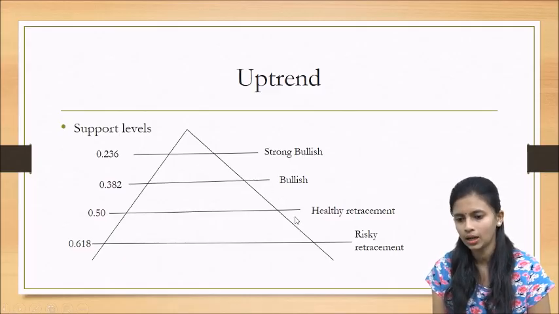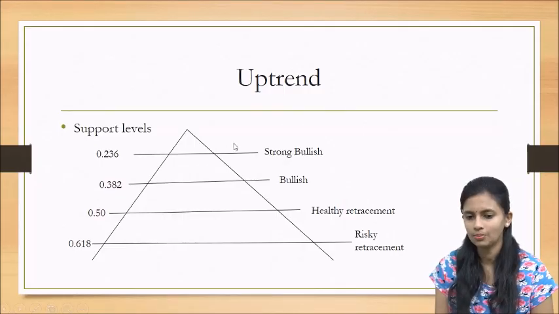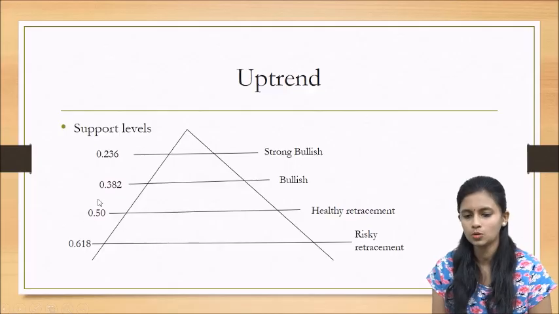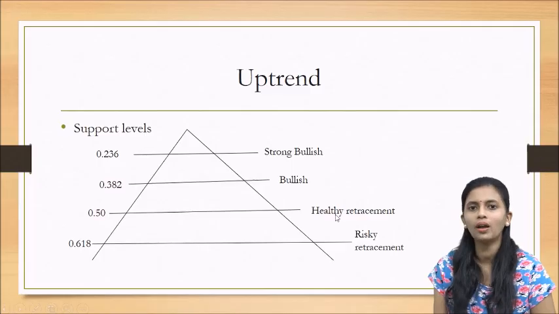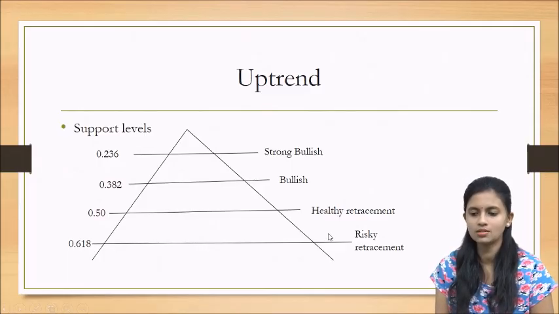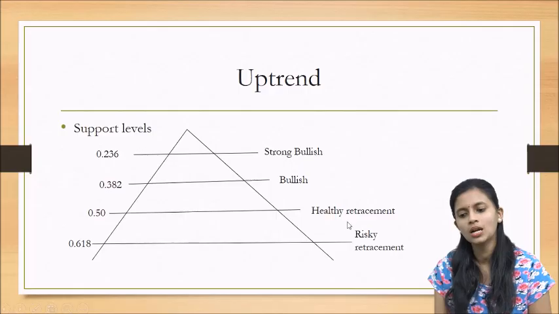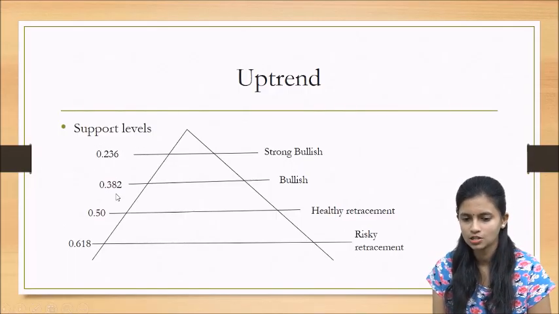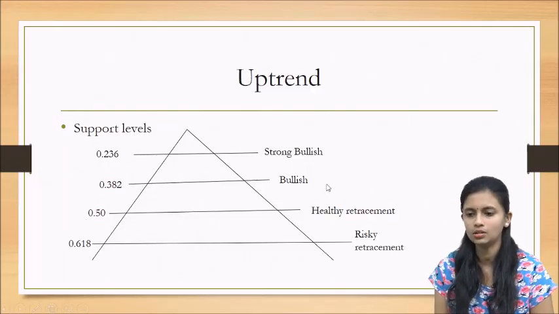It may touch or it may not touch these support lines, but it can retrace anywhere between these lines. So if the stock retraces somewhere here, at the 0.236 level or at the 0.50 level, then it is considered a healthy retracement. You can consider these to be safer retracements and carry out your trade. If the stock retraces at 0.382 or 0.618, then it's better to avoid that trade, because 0.618 is a very risky retracement, since most of the time trend reversals happen over here. So always consider 0.236 and 0.50 to be healthy and take your trade.